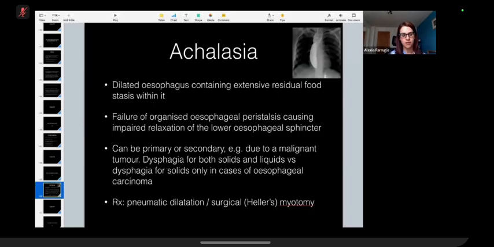Okay, and the key on the chest X-ray was that very granular appearance of that food debris lying within a dilated viscus within the mediastinum. Good.